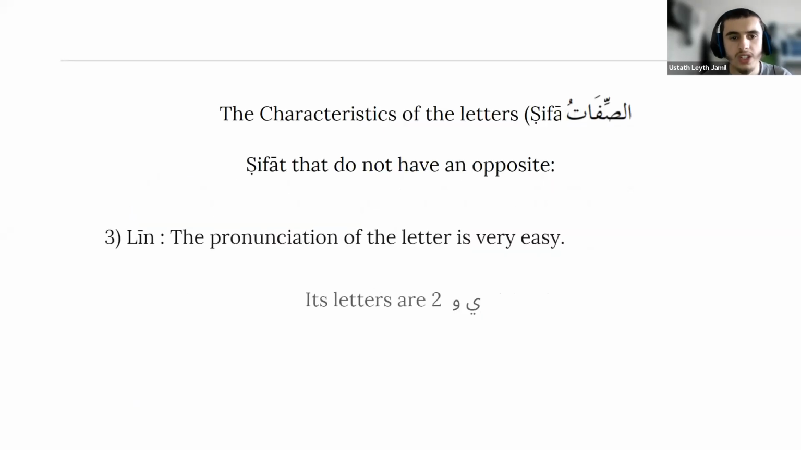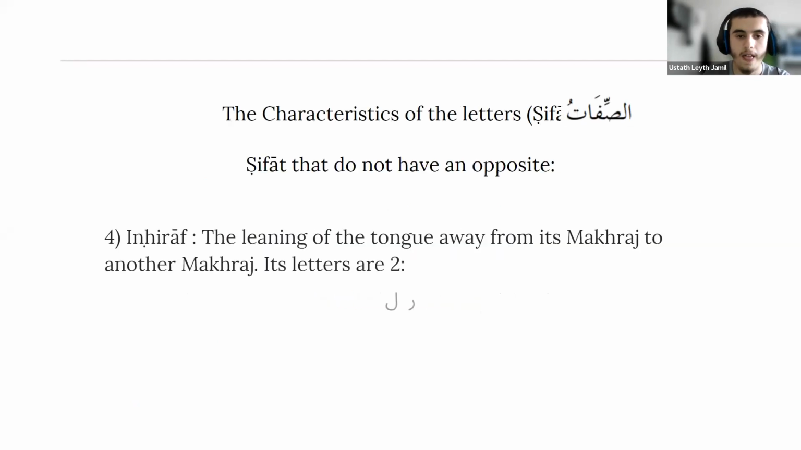Okay, inshallah, next we're still doing the sifat that do not have an opposite. The next one is the lean. The pronunciation of the letter is very easy. Its two letters are ya and waw. Like I said, sifat is just knowing what they are. So lean, the ya and waw.